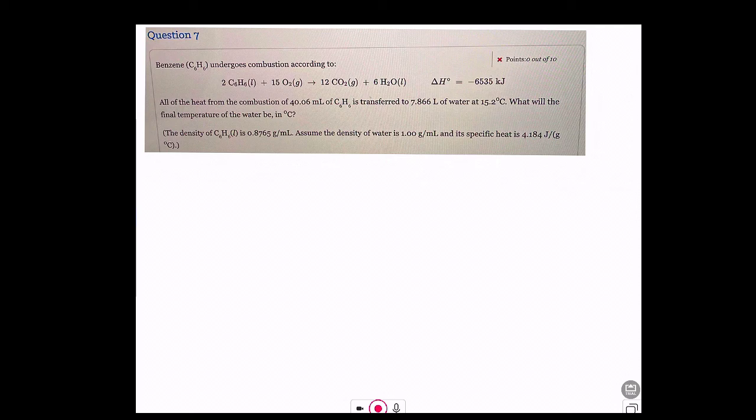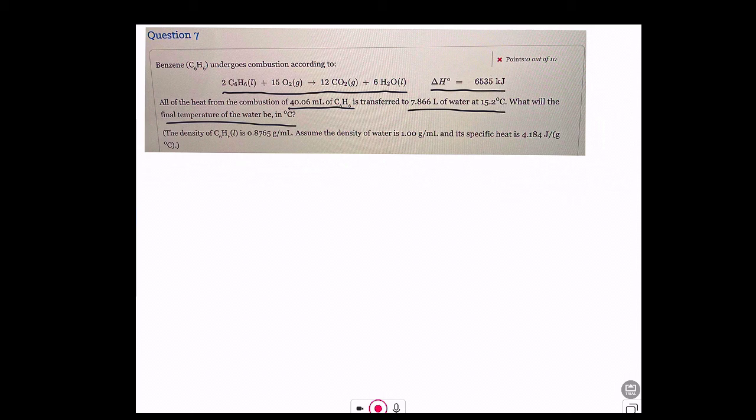So here we have a reaction equation. It's a thermochemical equation. It's the combustion of benzene, and it has the delta H associated with that. And the question is that the heat from the combustion of a certain amount of the benzene is transferred to a certain amount of water at a given temperature. And the question is, what's the final temperature of the water?